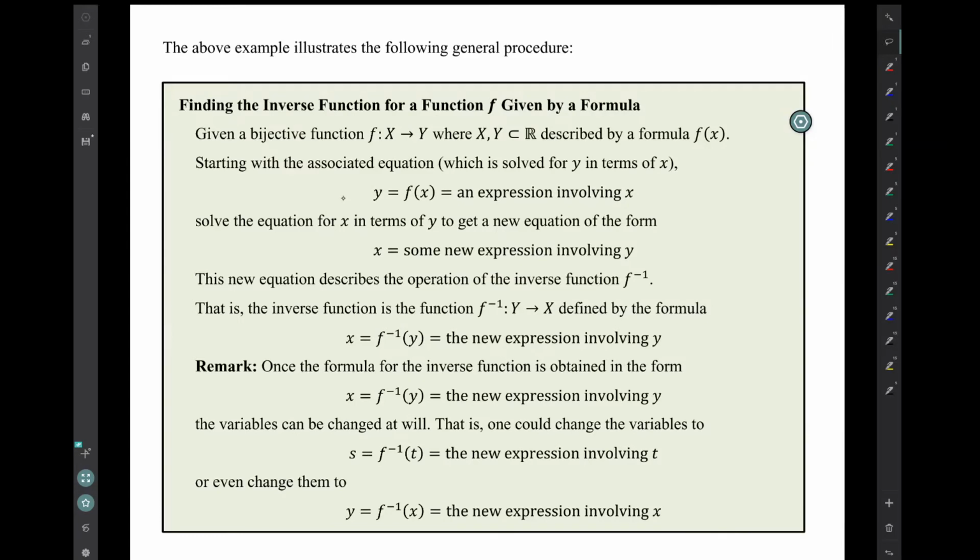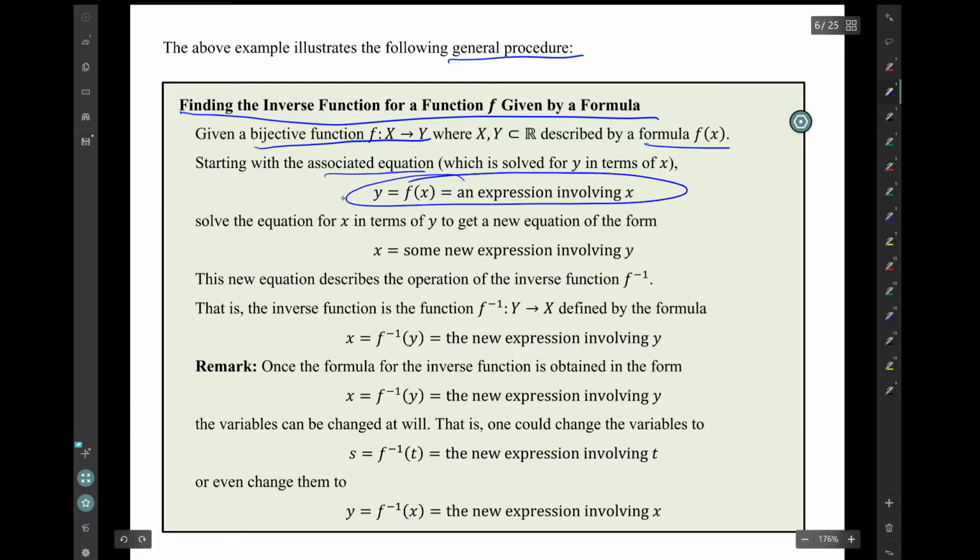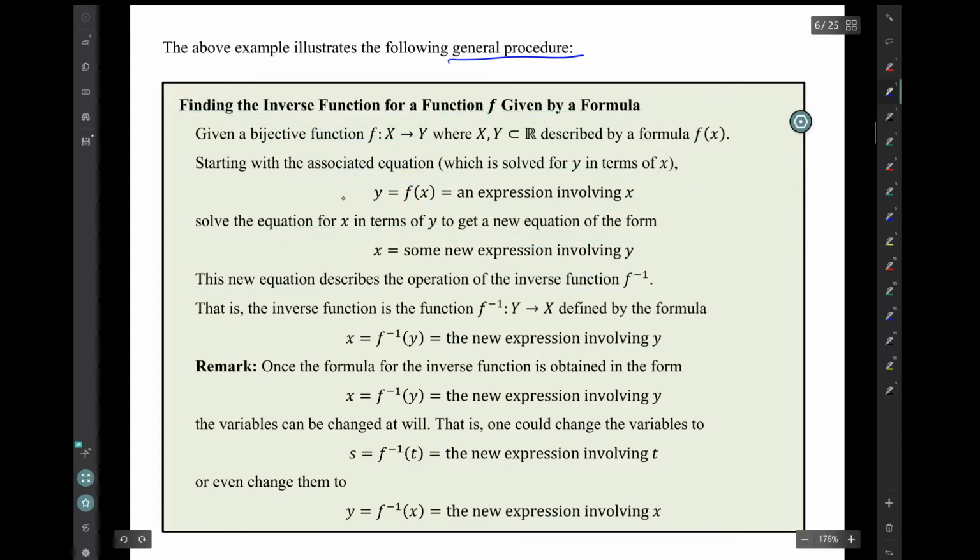The example above illustrates this general procedure to find the inverse function for a function given by a formula. If you're given a bijective function described by a formula, then starting with that associated equation, that is y equals some expression involving x, solve that equation for x in terms of y to get a new equation of this form: x equals some expression involving y. That new equation describes the operation of the inverse function.